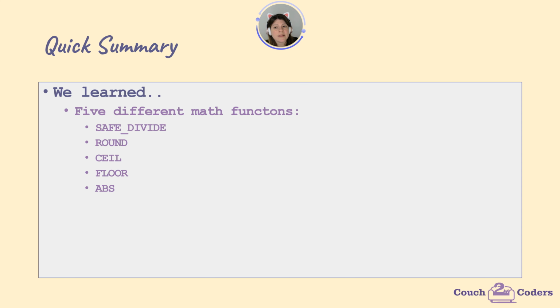In this lesson, we learned 5 different math functions: safe divide, round, ceiling or CEIL, floor, and absolute, which is abbreviated ABS. In our next lesson, we're going to use all of this information that we have, summarize it into a nice tool belt for you to keep as part of your data coding notes.